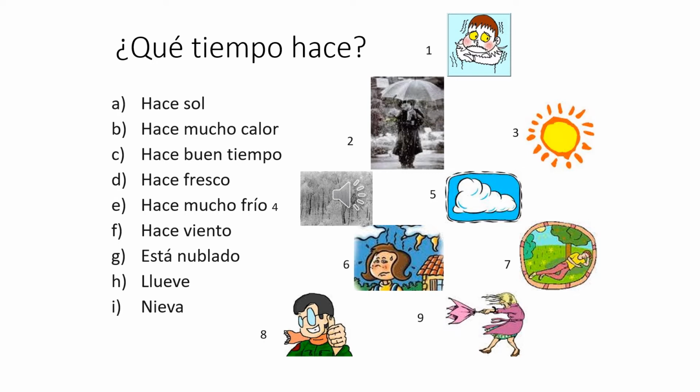B, hace mucho calor, es el número 6. C, hace buen tiempo, es el número 7. D, hace fresco, es el número 8. E, hace mucho frío, es el número 1. F, hace viento, es el número 9. G, está nublado, es el número 5. H, llueve, es el número 2. Y I, nieva, es el número 4.